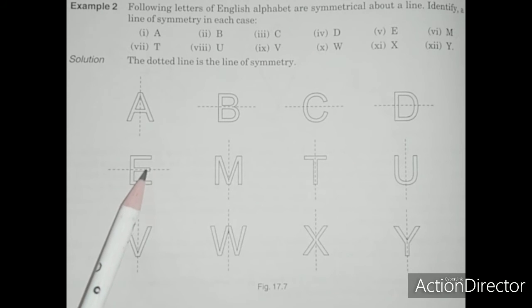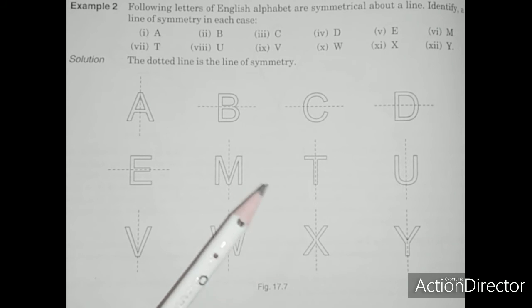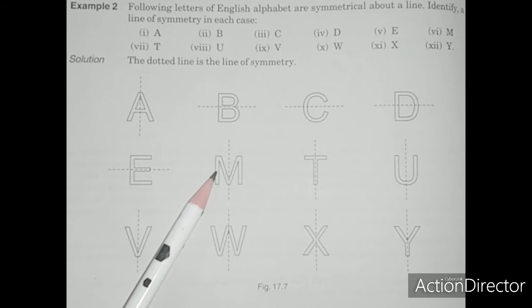First we draw figure E, and after that we draw a line of symmetry, because if a line separates two identical halves, then that line is called a line of symmetry. Otherwise, if the line does not divide the figure into two equal parts, this line is not called a line of symmetry. Now the next example, example number 6, M. Here if we draw a line from here to here, this line divides this figure into two equal parts.